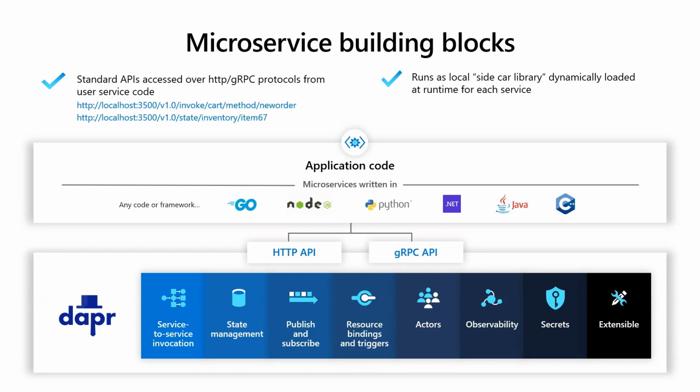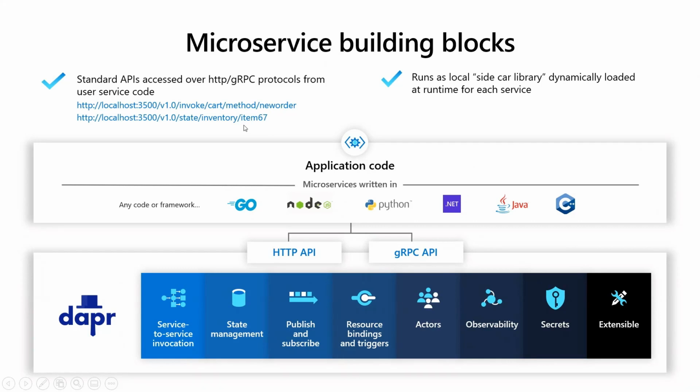I can do a localhost call, and in this particular case, I can decide to call the new order method here on the cart service that's running somewhere inside my environment. Dapr does all the hard work of finding the cart service, doing a secure communication to it, and dealing with things like failure and resiliency calls to wherever that service is running. Or for example, say I wanted to save some state in a state store of my choice.